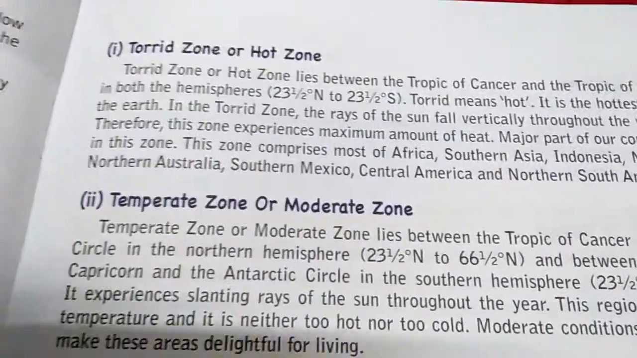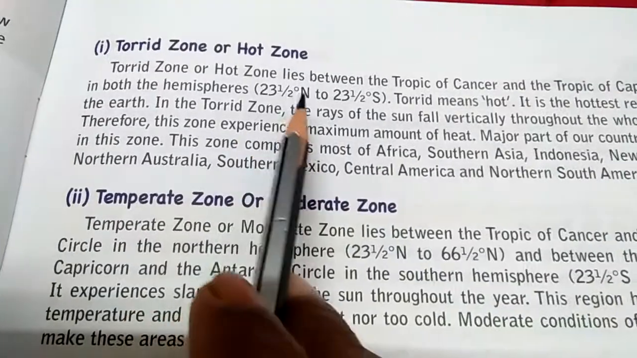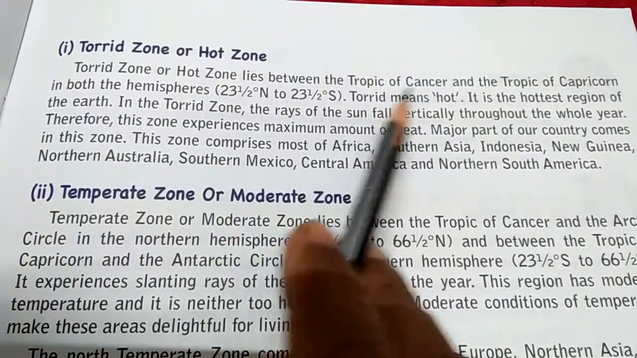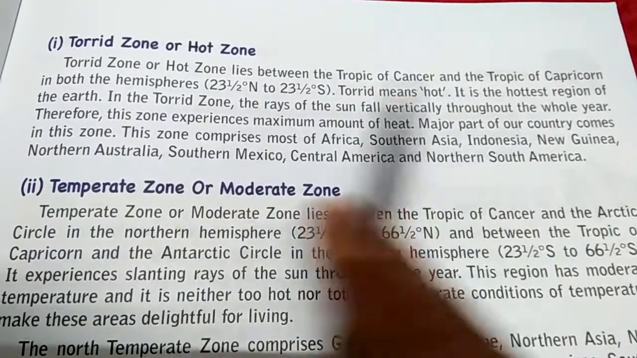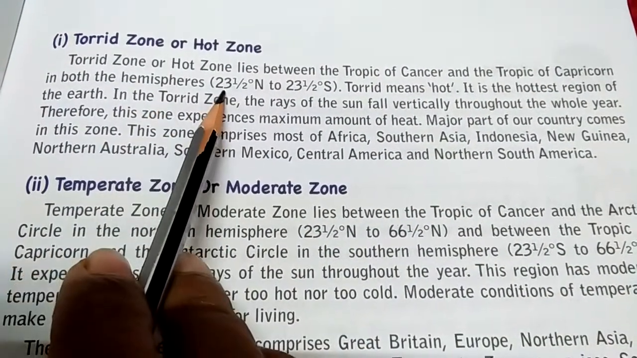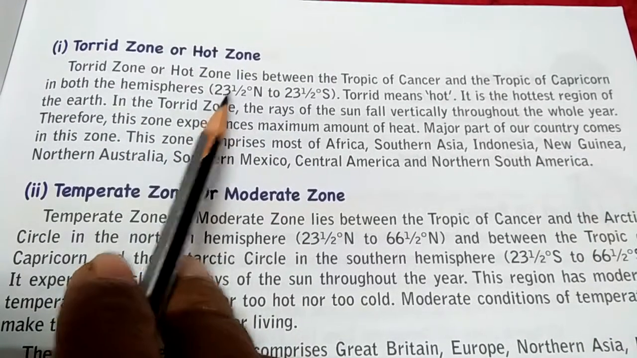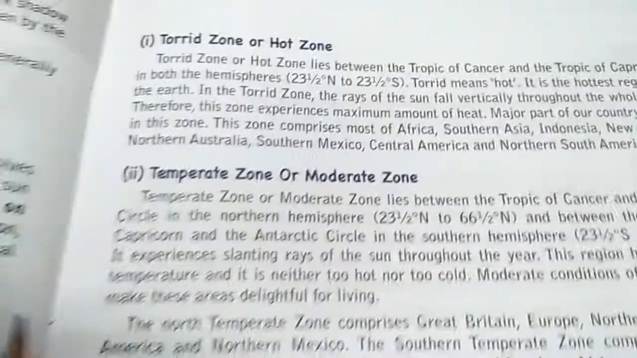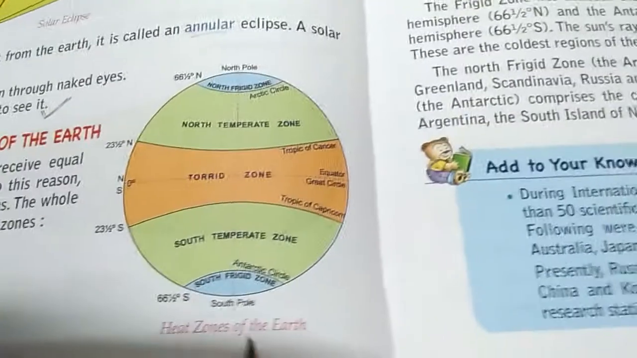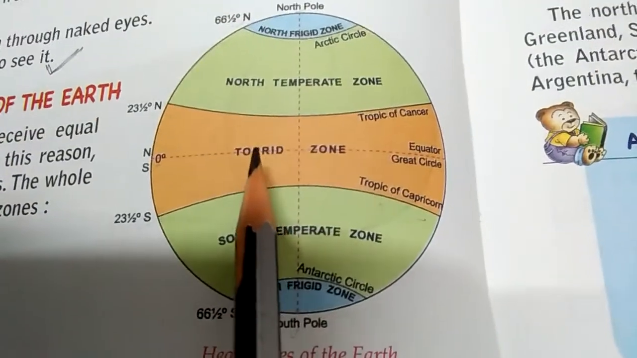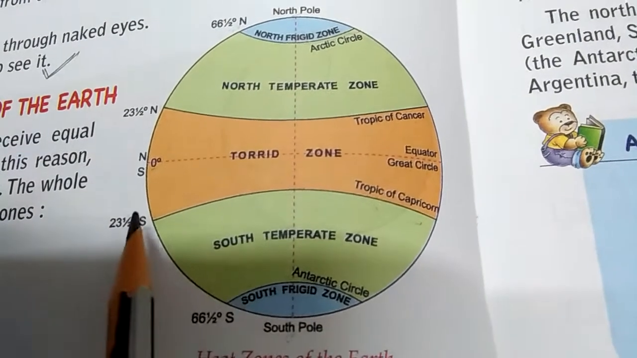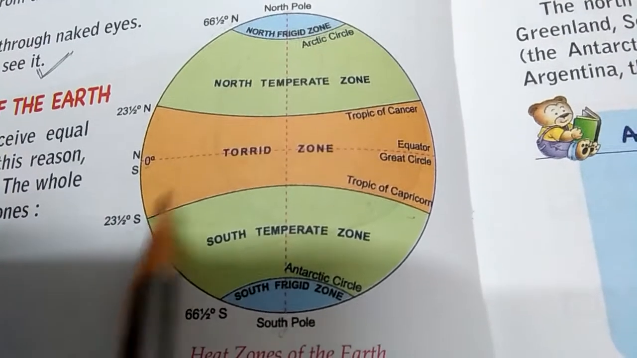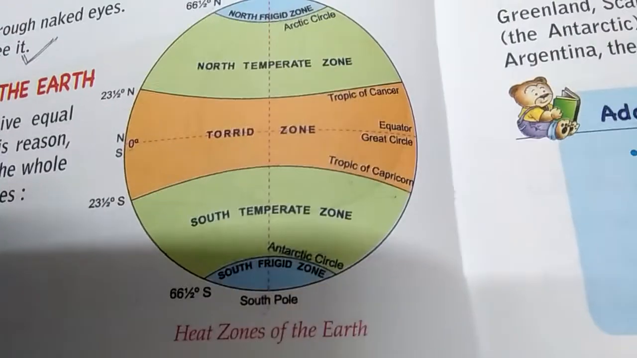Now let's see what is torrid zone or hot zone. Torrid zone or hot zone lies between the Tropic of Cancer and the Tropic of Capricorn in both the hemispheres, that is 23 and a half degree north to 23 and a half degree south. Okay, so once again I will show you about the torrid zone, that is the hottest zone, 23 and a half degree north to 23 and a half degree south. Okay, so this zone is called the torrid zone.